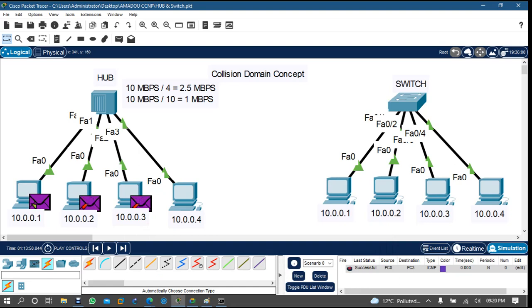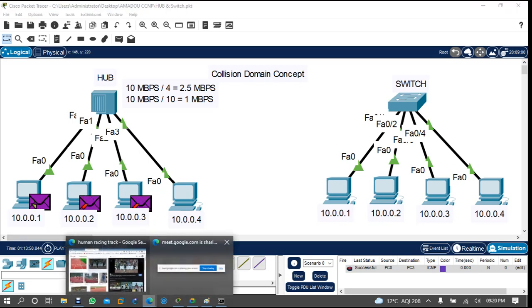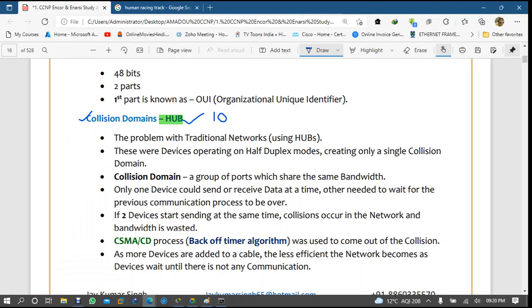But if it is a large network, are you understanding? If it is a big network, what will happen is that your hub will crash, and the hub will become slow. Why is it so? Let's see what is said here about the problem.